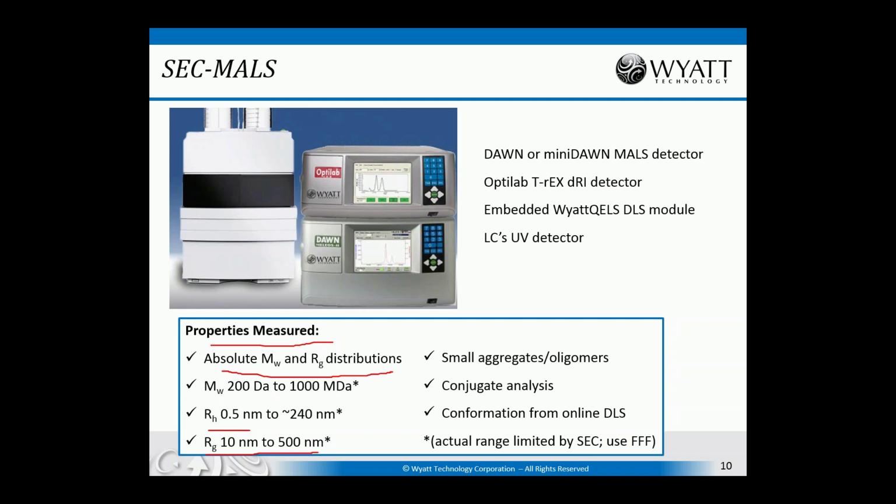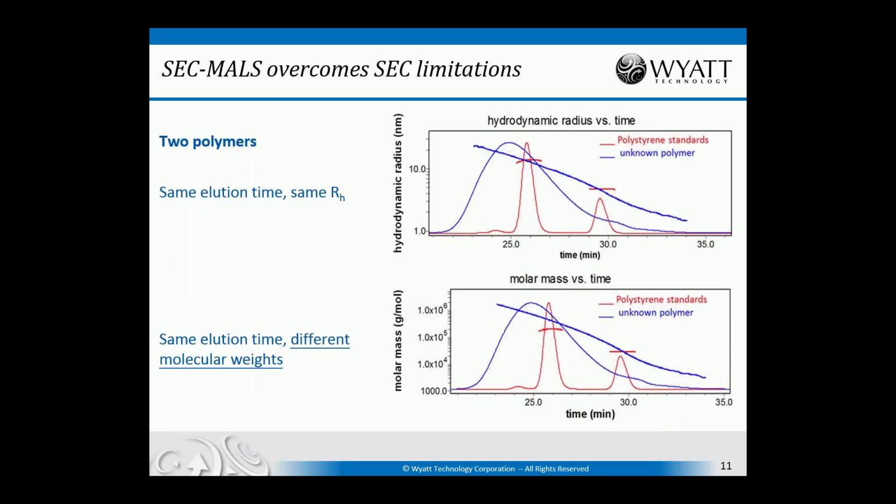And so this tool is good for looking at small aggregates, characterizing oligomers, analyzing conjugates, and determining conformation from the combination of online dynamic light scattering and multi-angle light scattering. And why would you want to go to all this trouble of adding on multi-angle and other detectors just to determine the molecular weight, when you can do a standard SEC or GPC separation, calibrate your column with known standards, and call it a day?